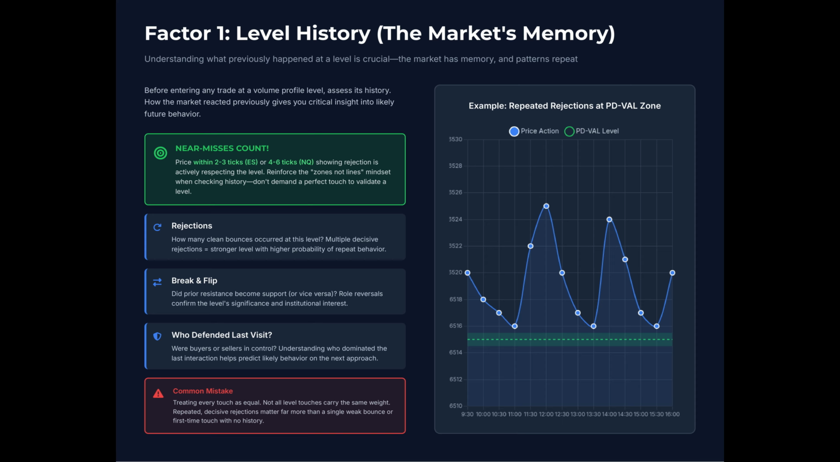Levels are zones, not laser lines. This applies directly to checking level history. When you're reviewing whether a level has been respected, you do not need to see perfect price touches at the exact level. Near misses count. If price came within 2 to 3 ticks on ES futures or 4 to 6 ticks on NQ futures and showed rejection, that level has been respected. Why? Because institutional order flow operates in zones, not at precise price points.